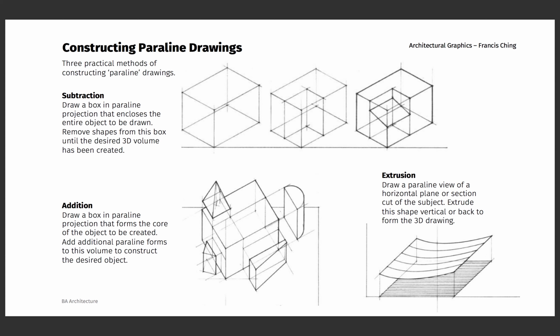And then a third way of thinking about how you can construct this kind of drawing is this example here at the bottom right, extrusion, which is in a way looking at an elevation oblique. So you start with a view of a horizontal plane or a section cut out of the subject, and then you extrude it back in the form of a 3D drawing, offsetting it slightly to one side or at an angle. And we'll look at elevation obliques and how to construct them later, which is a bit like that.